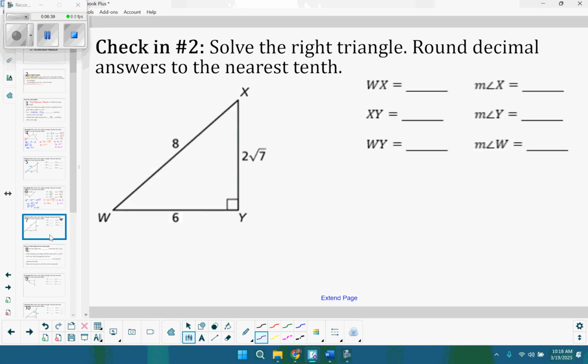Here's another check-in involving a 2 radical 7. We're going to pretend that's not there because I took it away. You can give this problem a try. Pause. Answers are posted on Google Classroom.